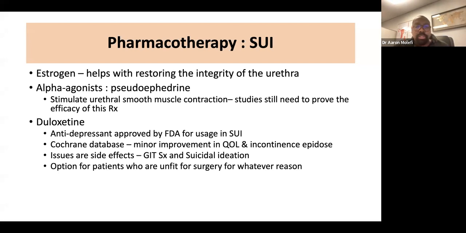From the Cochrane database, it has shown a minor improvement in quality of life and incontinence episodes. However, there are issues with the side effects. When you go through the literature, it suggested that most of the patients had nausea and discontinued this medication. It even exacerbated their mental health issues because they had suicidal ideation and all that. So what are the issues here? Maybe it can be an option for those patients that are unfit for surgery for whatever reason. Maybe they're elderly or they're not fit for surgery. Then you can consider giving them duloxetine.